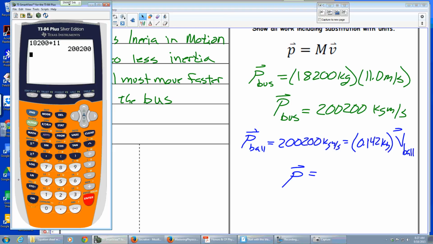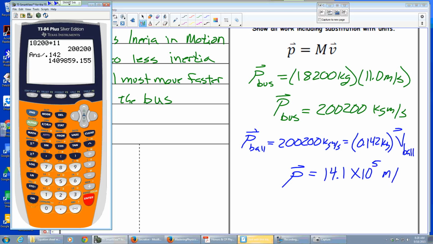Oh, look, I have my numbers here. All I did is divide. Oh, that should be a plus, sorry. Oh, no, that's an equal. 200,200 divided by 0.142, and I get 1.41 times 10 to the 6th meters per second.